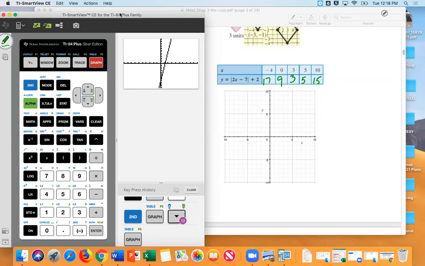So I can go ahead here. I already told you it was absolute value. So Justin, it's supposed to be what type of shape? V. So when I plot these, I better get a V, right? So -4 and 17 is going to be way up here. 0 and 9. 3, 3. 5, 5. 10, 15.